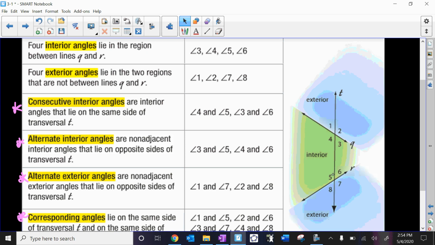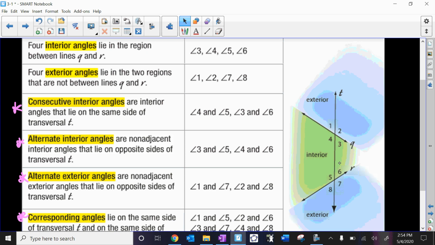The next one, alternate interior. Alternate meaning I'm going on opposite sides of the transversal, I'm going over top of it, and interior meaning I'm in the interior between lines Q and R. So for example, angles 3 and 5 are alternate interiors, and angles 4 and 6 are alternate interiors.